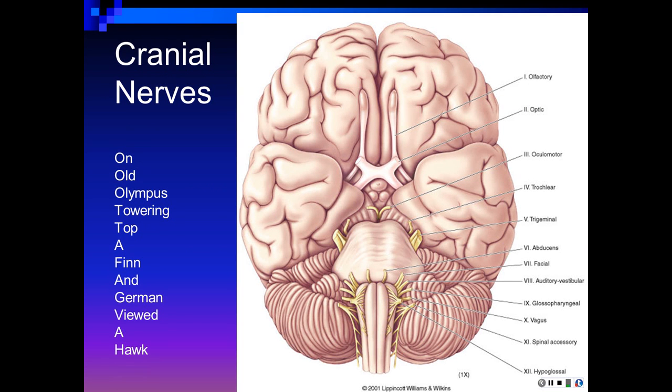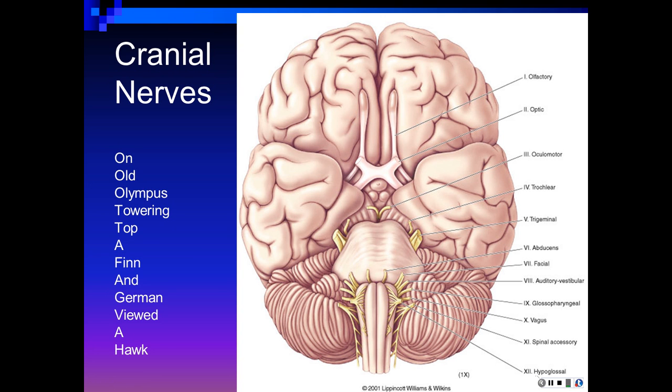You do not need to remember the cranial nerves. I've given you a little mnemonic for remembering them. You'll notice it's "On Old Olympus Towering Top, A Finn and German Viewed A Hawk." If you go to medical school, you will have to remember those.